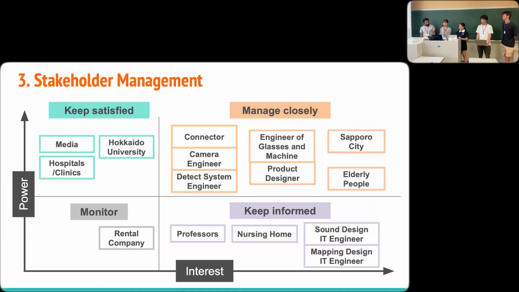Okay, next I will talk about stakeholders. First is manage closely, having high power and high interest. Sapporo City and the elderly people have a strong interest in snow because they have problems with it in daily life. The engineers and designers who create our products also have a similar level of power and interest.